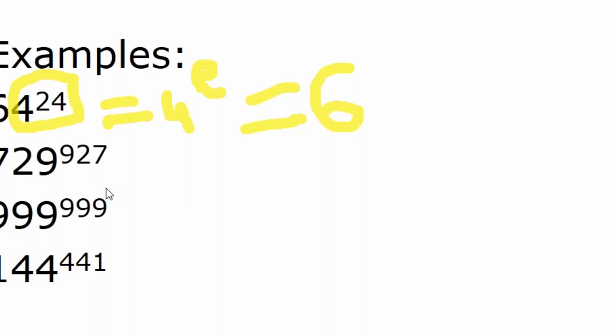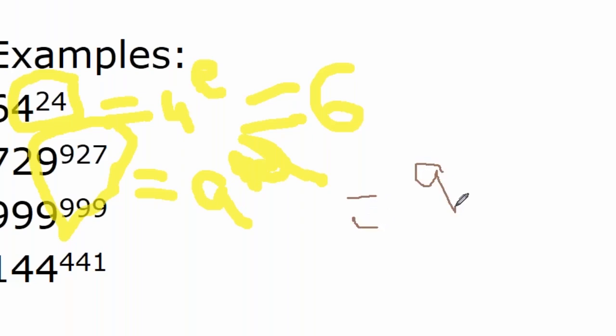729 power 927. Concentrate on 9 power 927 only. Whenever you have 9 power 927, whether the power is an even power or odd power? Odd power. 927 is even or odd? Odd power. What is the value of 9 power odd? 9. Good. Hope all of you understood. Yes.